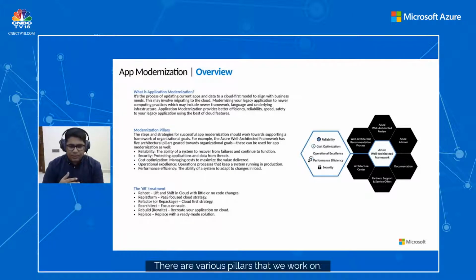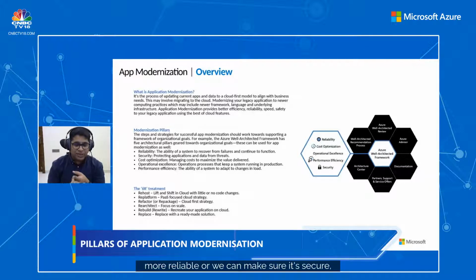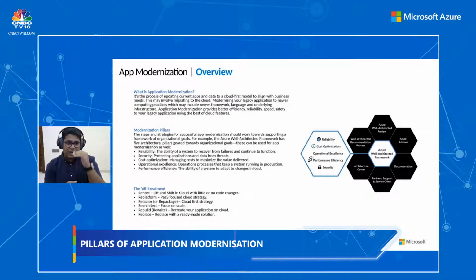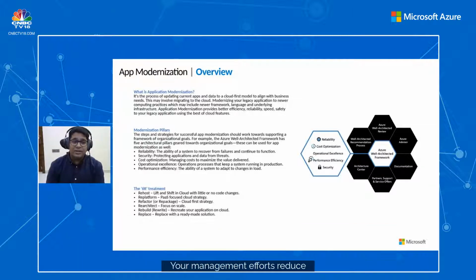There are various pillars that we work on, like how we can make your application more reliable, how we can make sure that it's secure, and how we can optimize your cost further, because when you do not have to worry about the underlying infrastructure, you can actually optimize the cost as well. Your management effort reduces, and there's an operational excellence benefit to it as well. That means you can run your application 24/7 without worrying about downtime or any security updates that you want to do. So there is no patch management. There is nothing you have to do there.